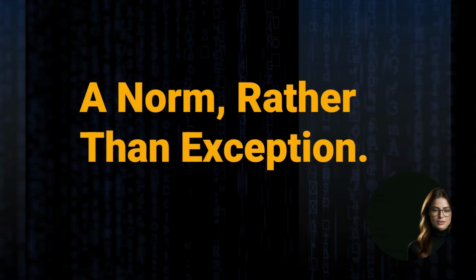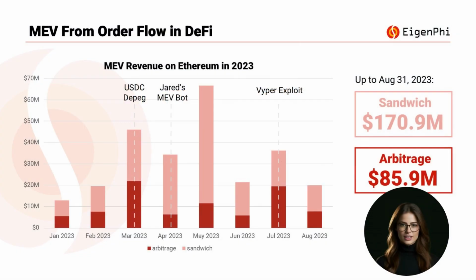The MEV game during the Vyper exploit was far from an anomaly. It's a game we're all a part of. Firstly, the MEV revenue generated from order flow was substantial. As of August 2023, Sandwich MEV had generated $170.9 million in revenue, while Arbitrage had generated $85.9 million in income.